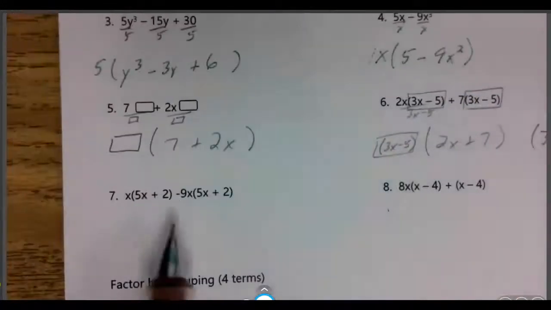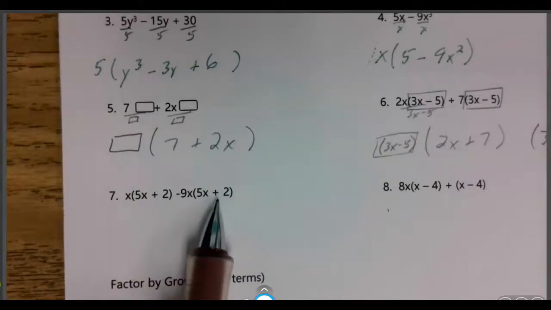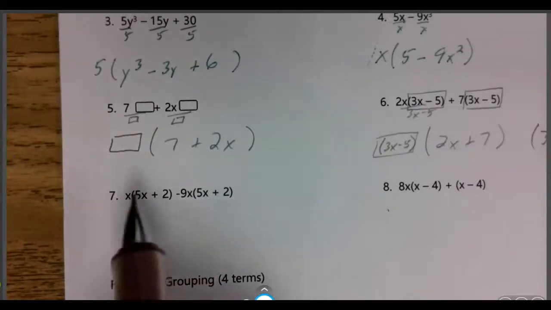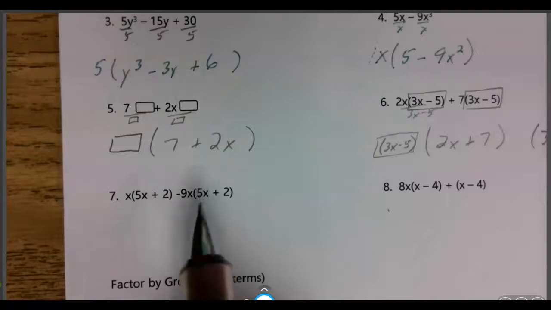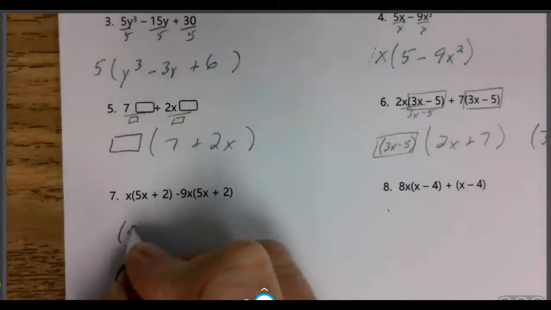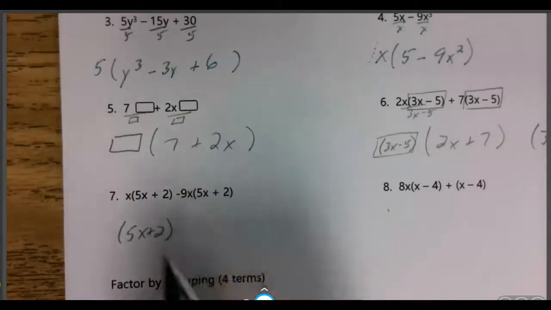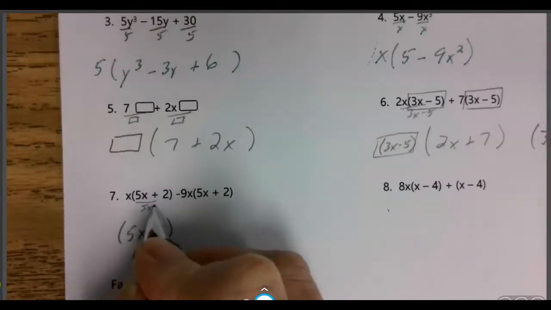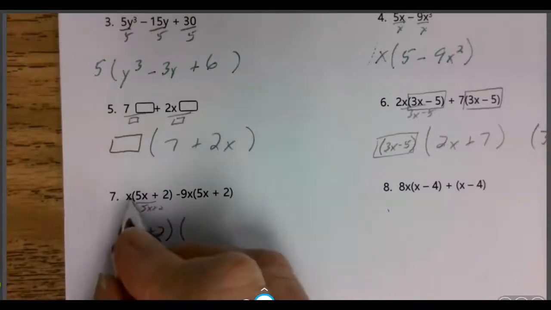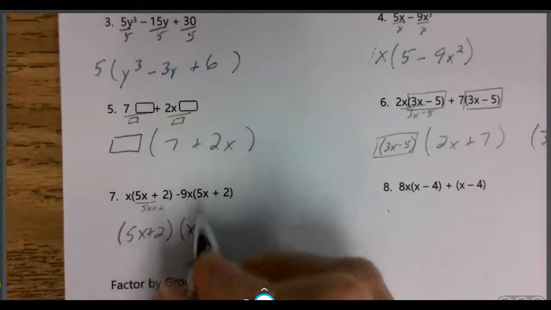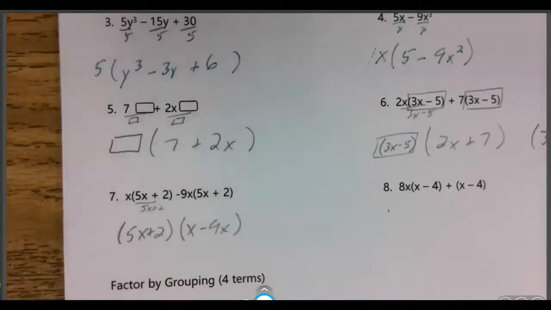So let's look at this one. Do you notice that what's in the parentheses is exactly the same? That's what I'm going to factor out. View that as the box. So what's my greatest common factor? 5x plus 2. Well, if I divide by 5x plus 2, notice I have an x left, and I have a 9x left. Okay, I'm factoring out the box.